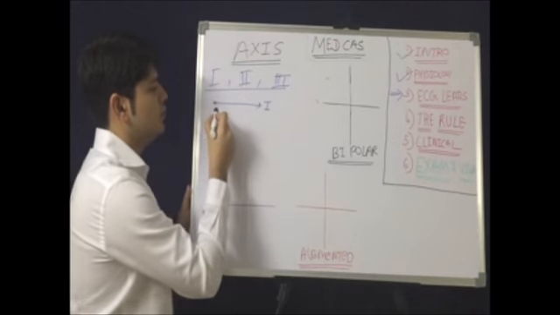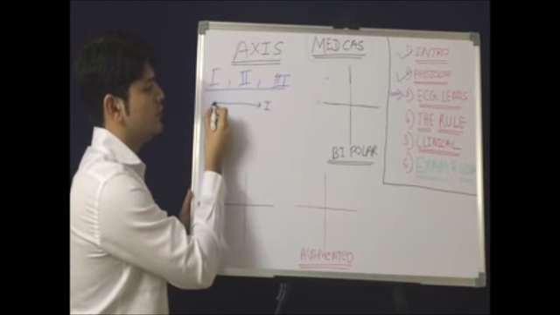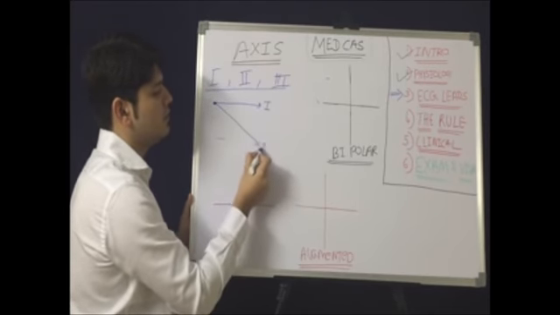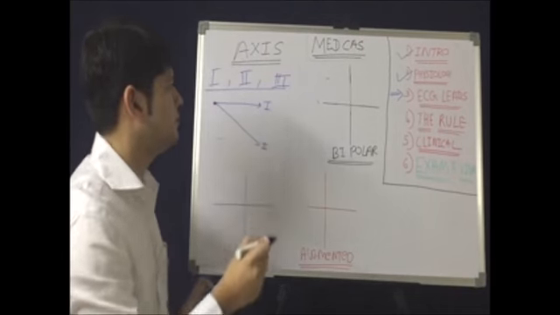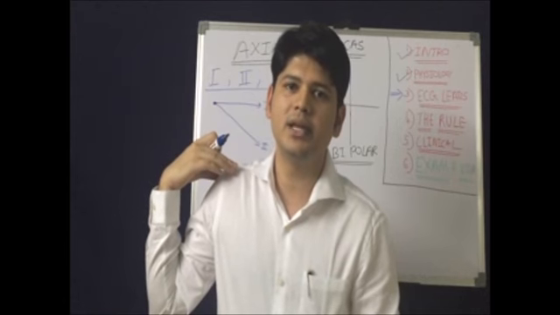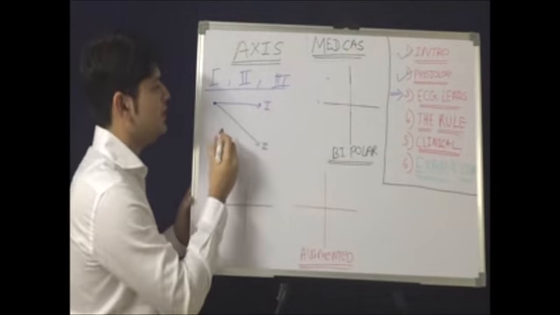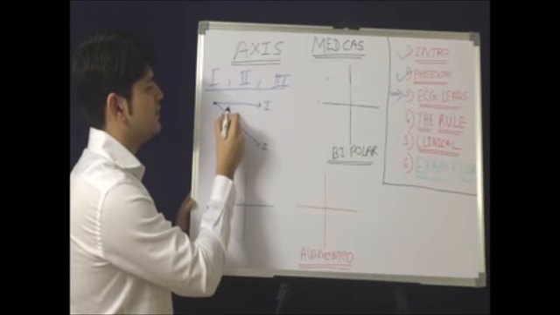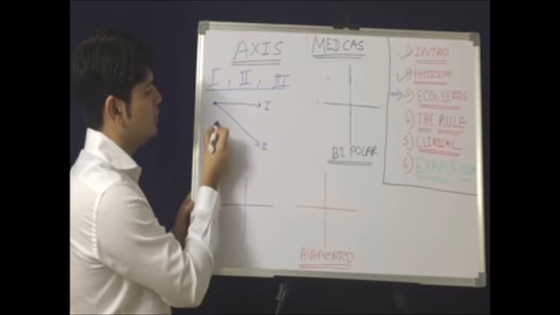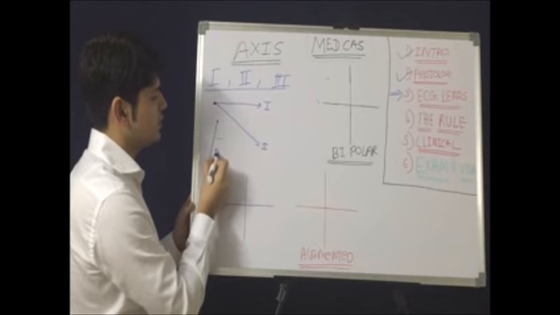If you see lead 2, it starts from the right upper limb or the right shoulder and goes to the left lower limb. So this is your lead 2. On the patient, it will start from the right upper limb here and go in this direction to the left lower limb. Now the third is lead 3. Lead 3 will start in the left upper limb and go to the left lower limb in a direction like this. So this is your lead 3.